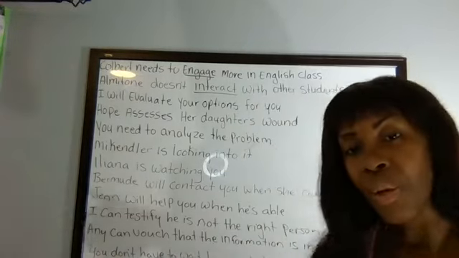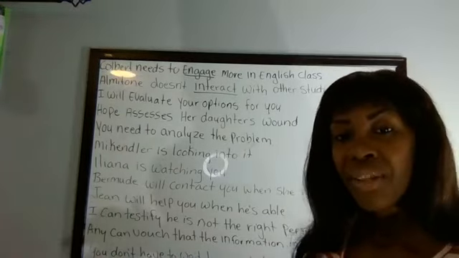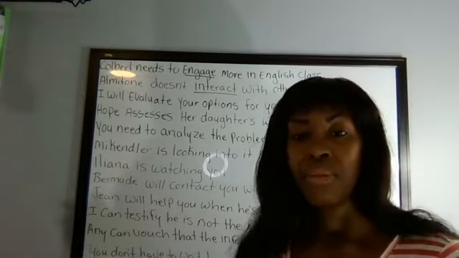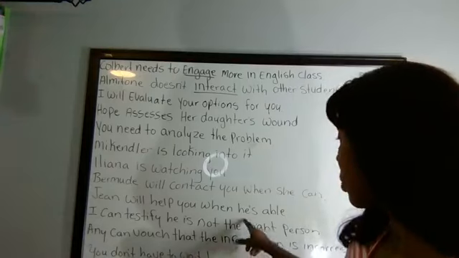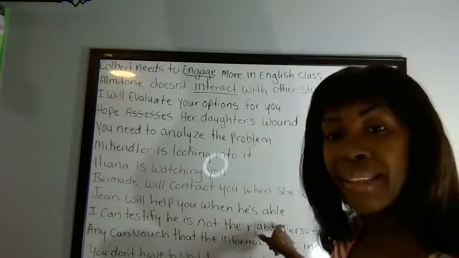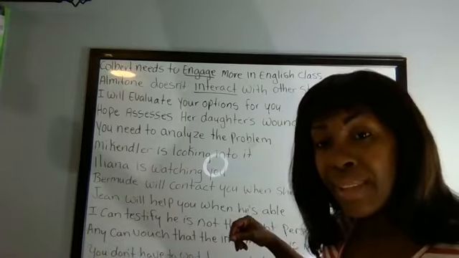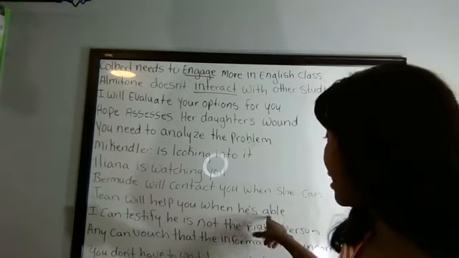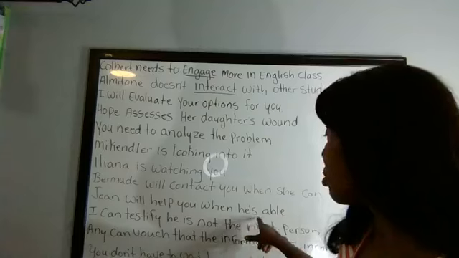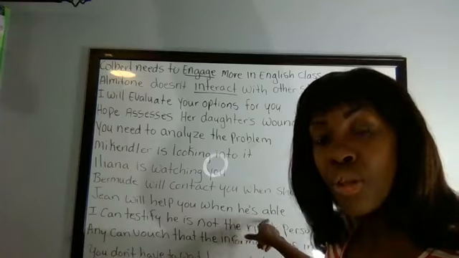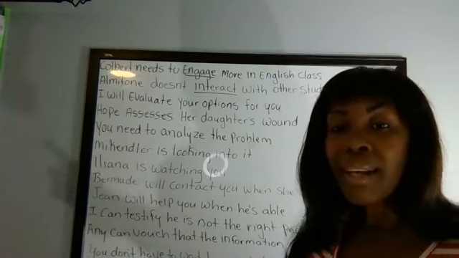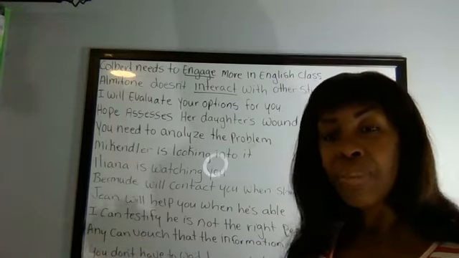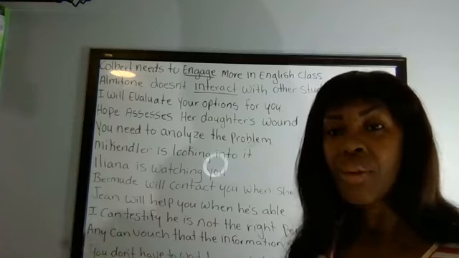Okay, so you use the word will. Alright? Gene will help you when he's able. He's able. You connect them together. When you are writing these two words, that's how you should write them. But when you are trying to pronounce them, you're gonna act like it's one word. He's able. Okay, Gene will help you when he's able.